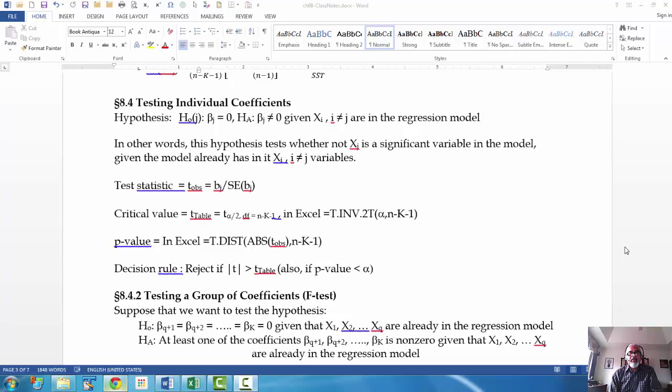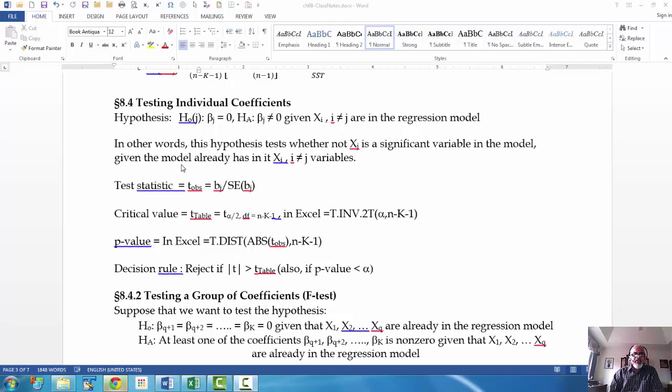Next, we're going to look at testing the significance of individual coefficients. In the previous video, we looked at taking all the slope coefficients as a group and testing the null hypothesis that all of them are equal to 0, against the alternative that at least one is different from 0. Now we're going to look at the individual slope coefficients, and we set up a hypothesis that that particular slope coefficient is 0 against that particular coefficient is not 0. So we'll have one hypothesis for each slope coefficient.